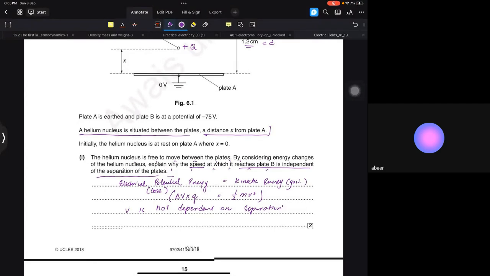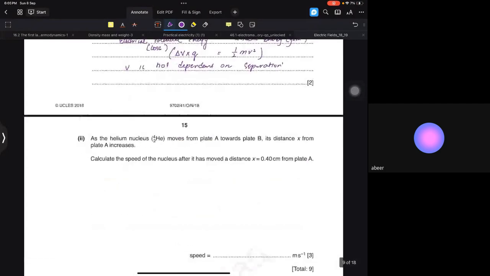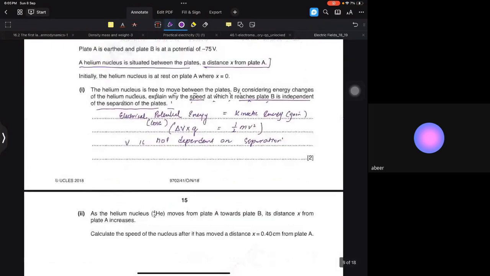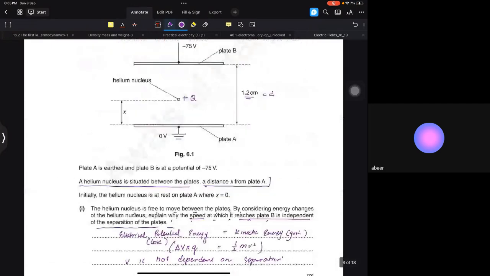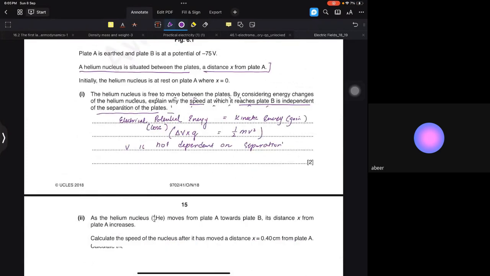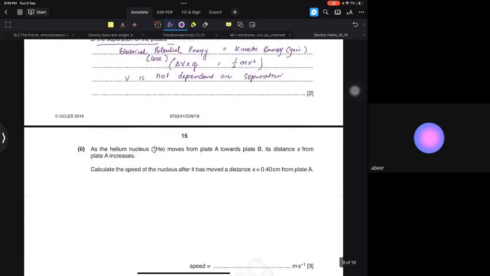Then you have the helium nucleus moves from plate A towards B. A to B, okay, like this. Very well. So that means it says calculate the speed of the nucleus. We already wrote the formula, which is very good. So we're going to carry on with the same thing.